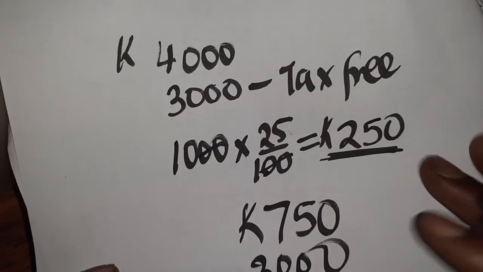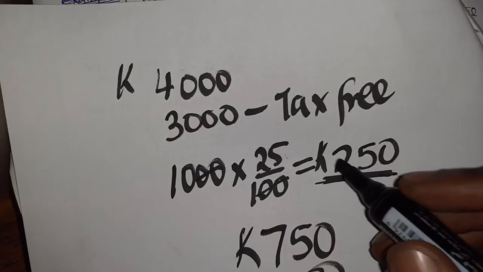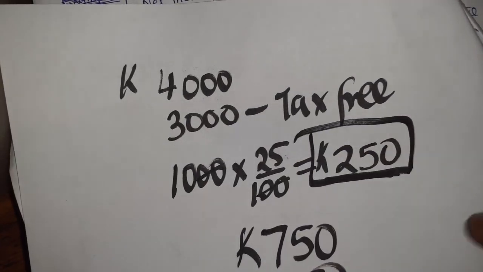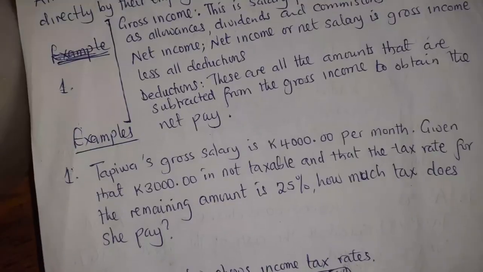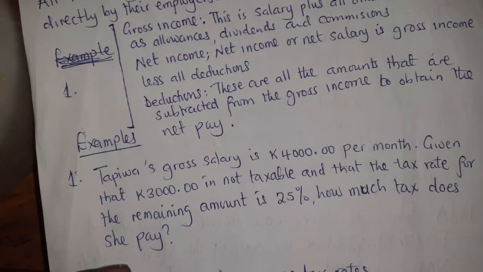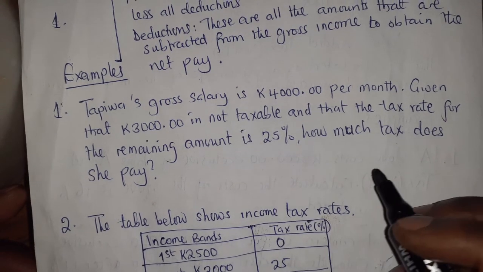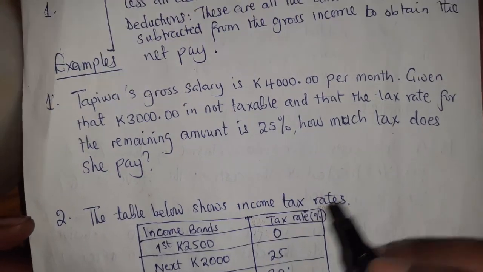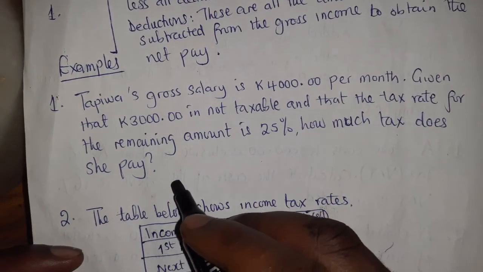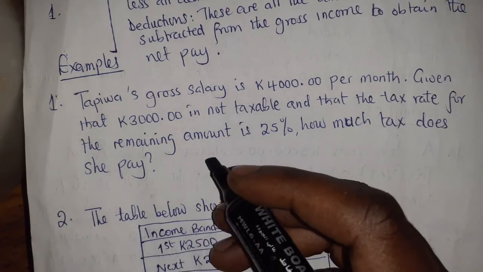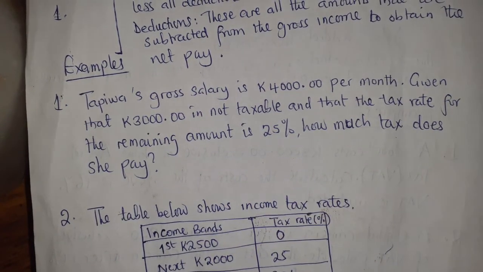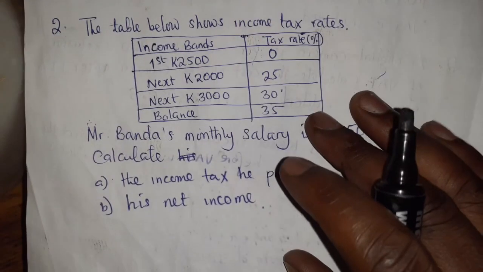But the question was only asking about the tax that she was paying. How much tax does she pay? So we have found that the tax that she pays is 250 kwacha. I'm sure you have seen that clearly.